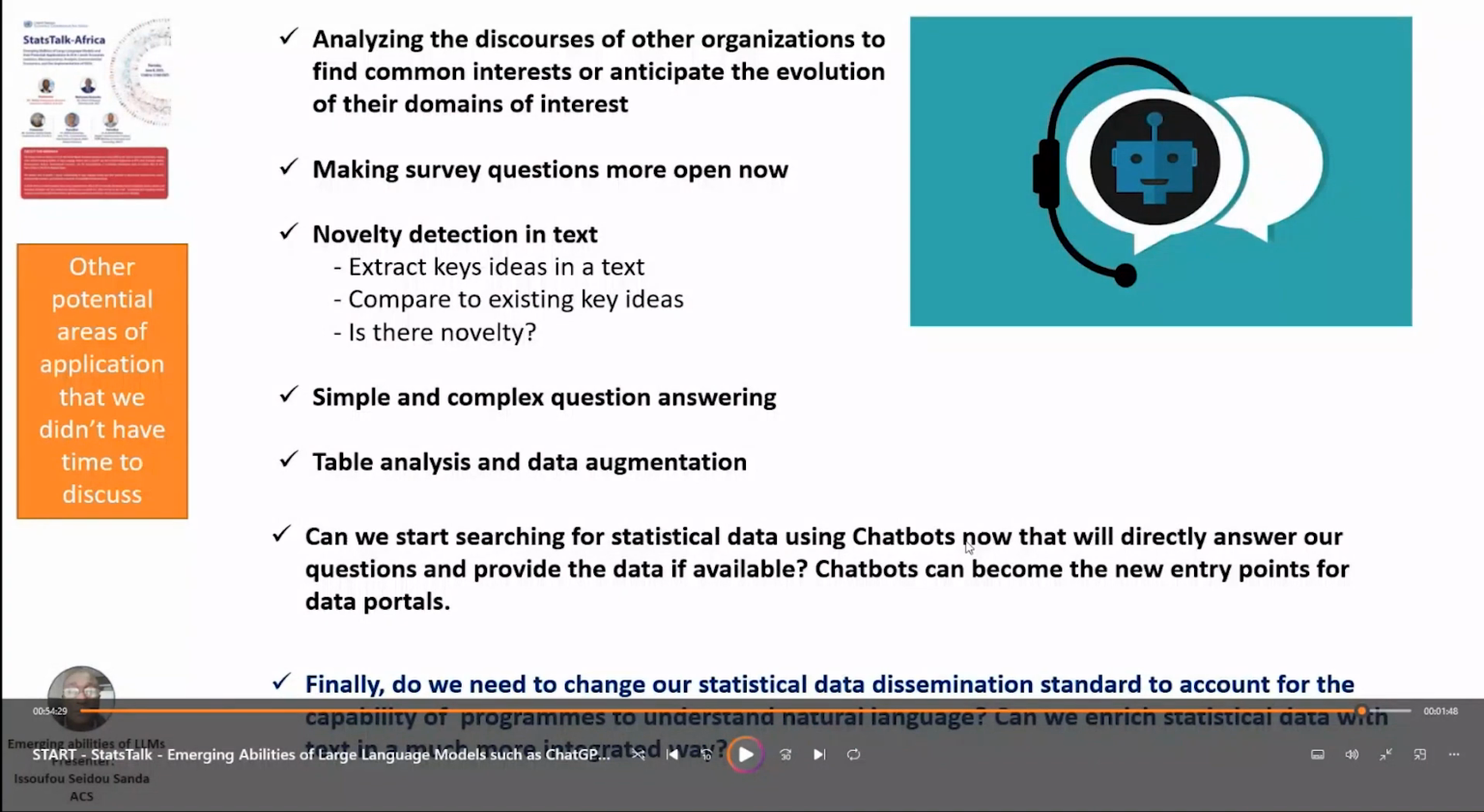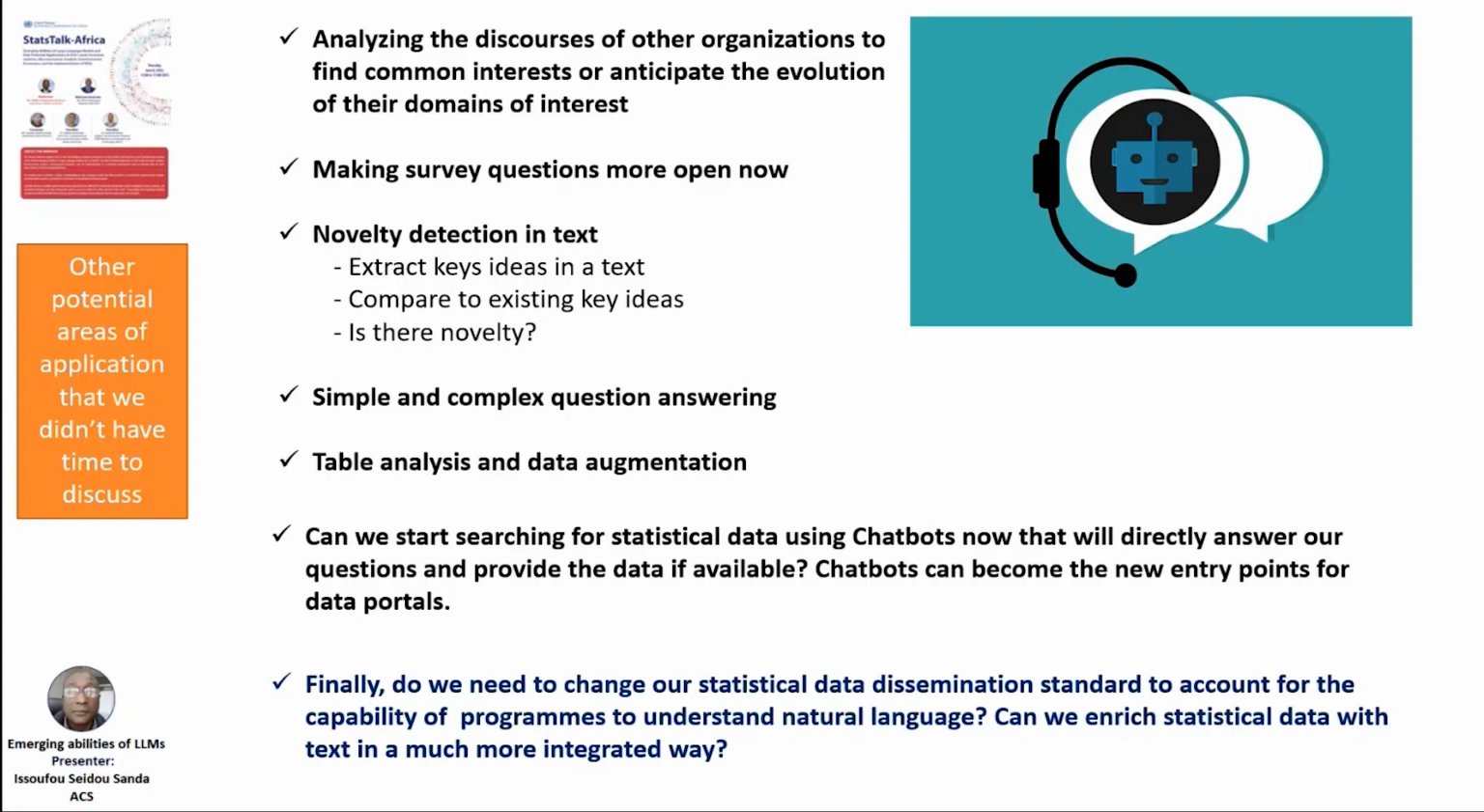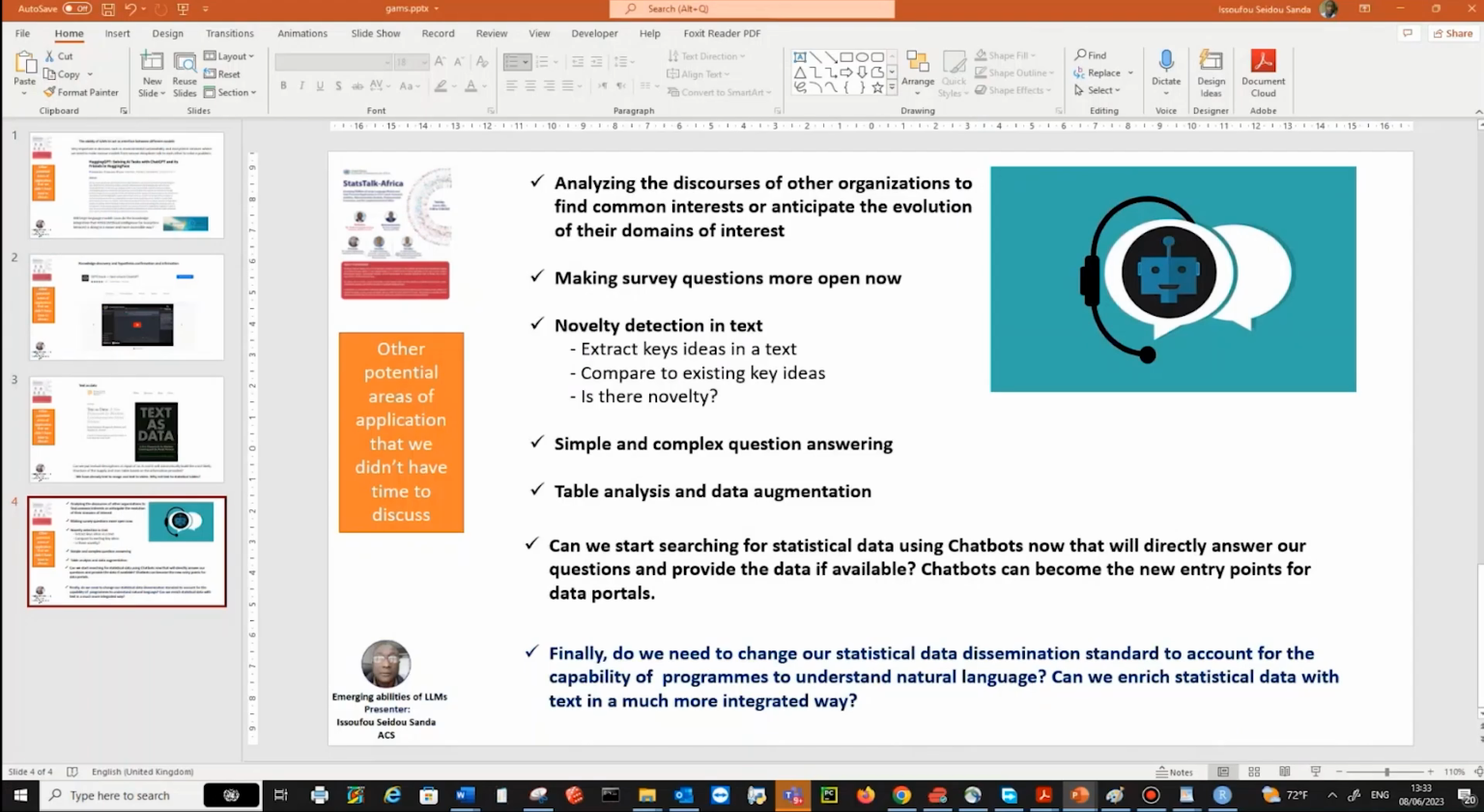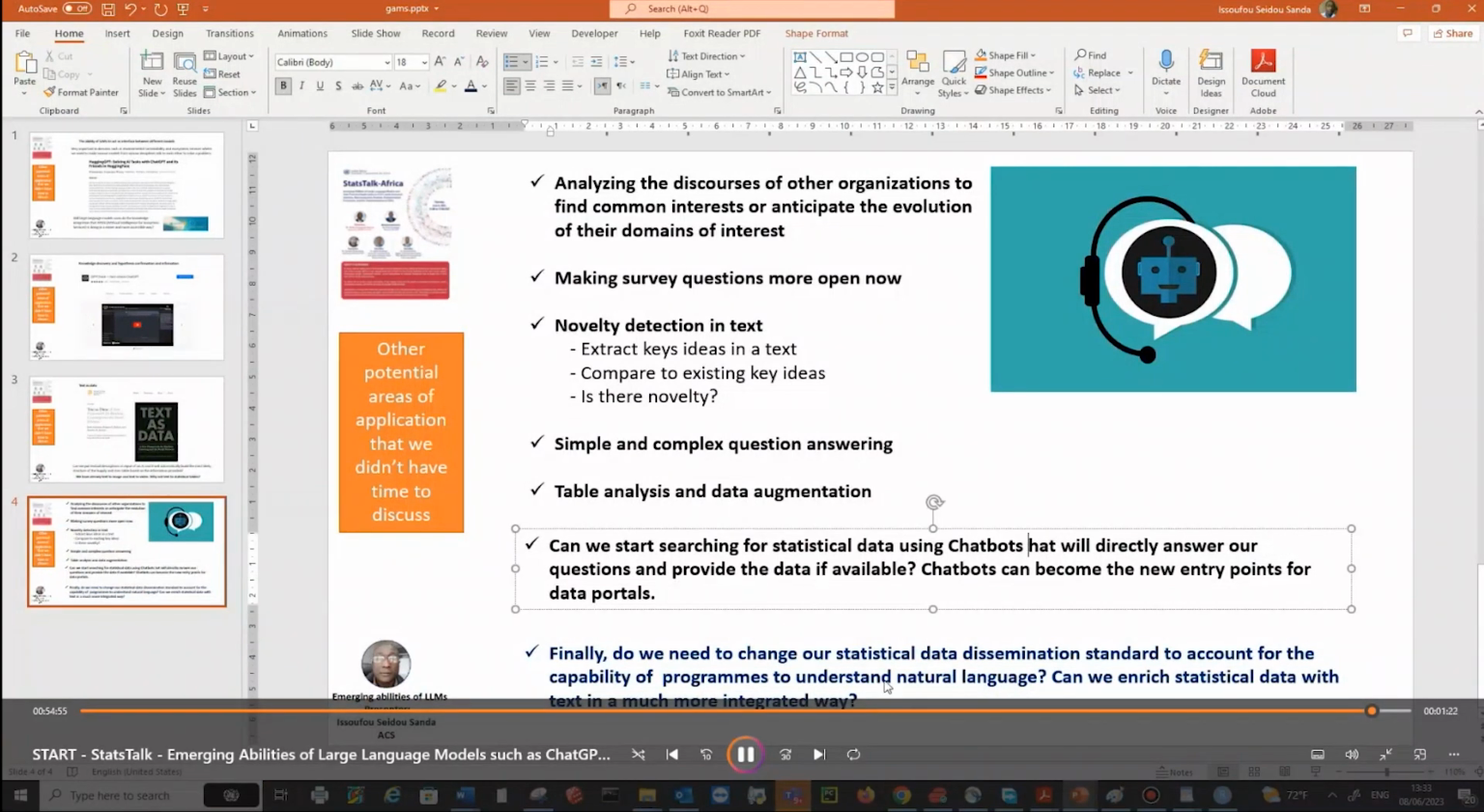And then also in statistical dissemination, maybe we will need to change our standard, because now we have programs that can understand text. And if you have programs that can understand text, maybe we have the possibility of making our statistical tables richer by adding text. We are already doing it, but now we can do it in a more significant way. So these are a few possible applications of large language models in economics and in statistics. So I hope through the questions, we will find even more applications. So thank you. Over to you, Mola.